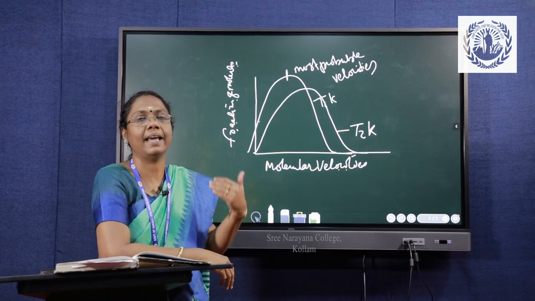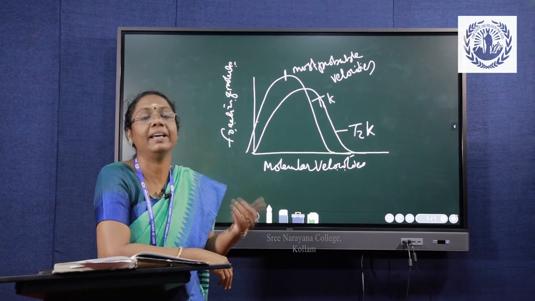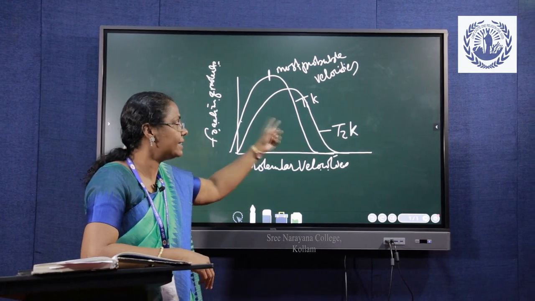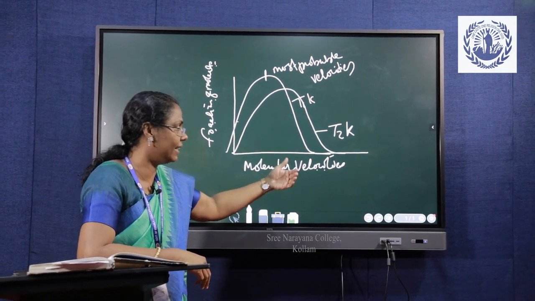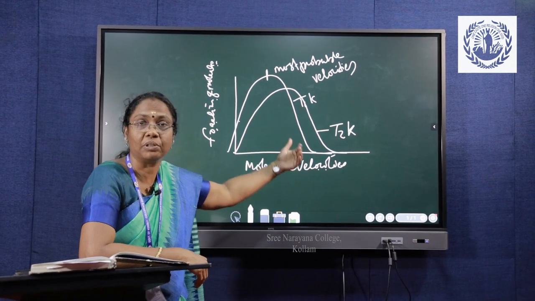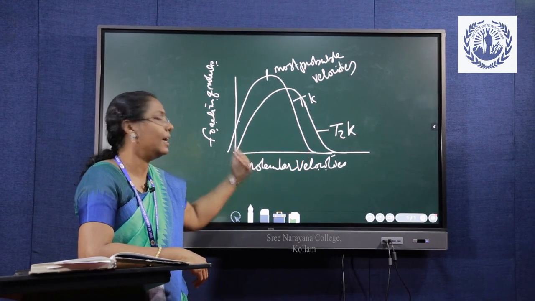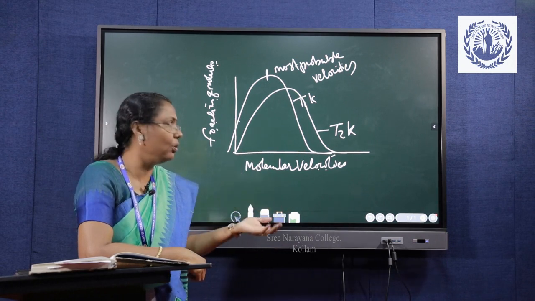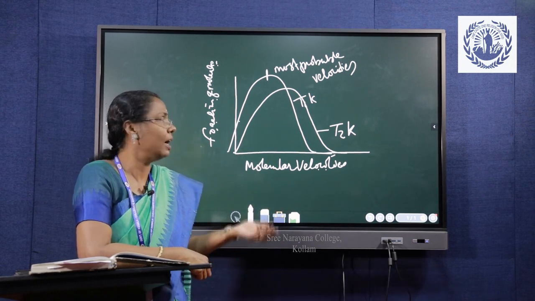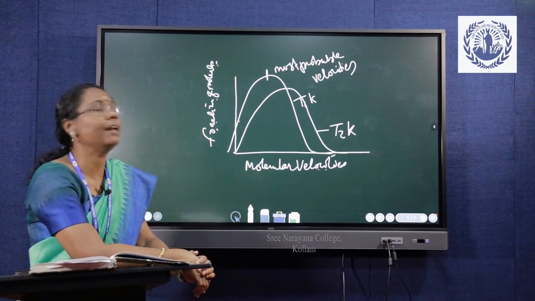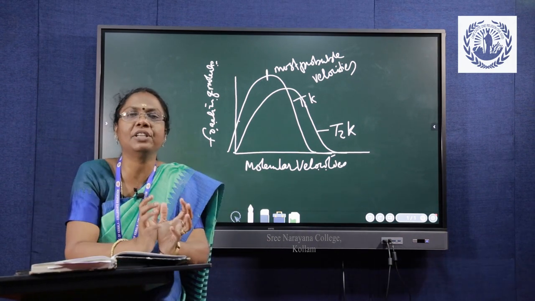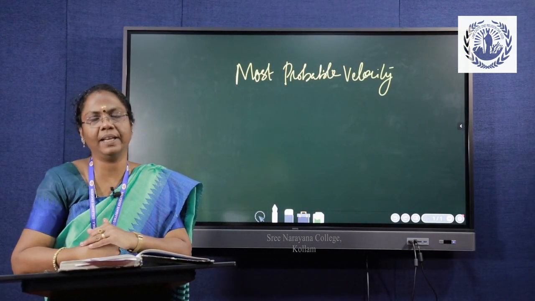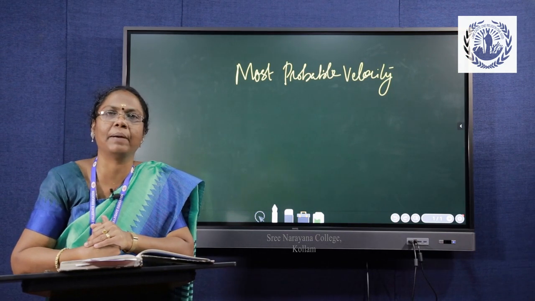When he studied the same molecules at different temperatures, he got another curve that is represented by the second curve. The second curve shows that when the temperature increases, the curve shifts towards the right. That is, at higher temperatures, the velocity possessed by the number of molecules also increases. And using this curve, we can find the equation for most probable velocity. Most probable velocity is the velocity possessed by the maximum number of molecules.